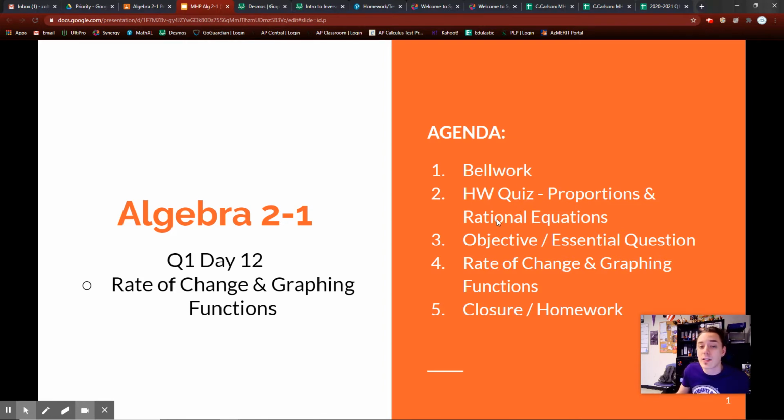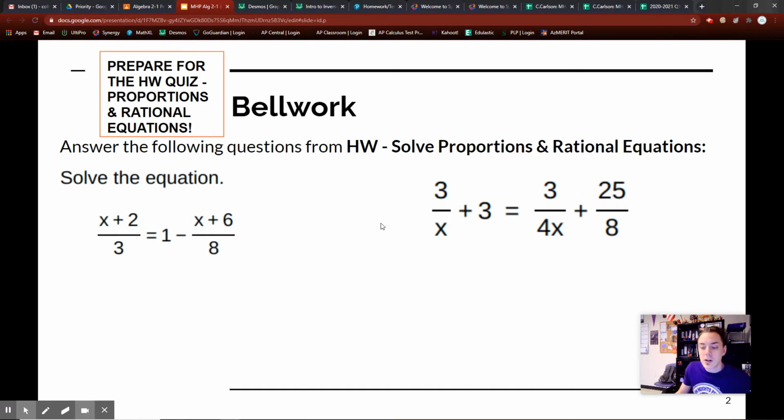We're going to go through the objective, essential question, and then we are going to be learning about rate of change and how it relates to graphing some basic functions that hopefully we should already know how to graph. So most of this lesson will probably be review, but there's some nuggets of Algebra 2.1 stuff in there. So some Algebra 1, but some nuggets of Algebra 2.1. Let's go through bell work.